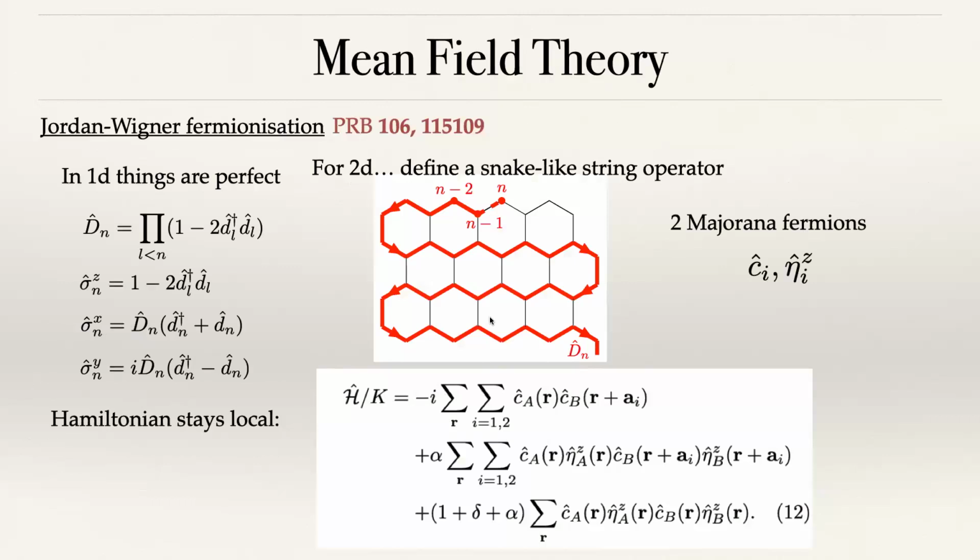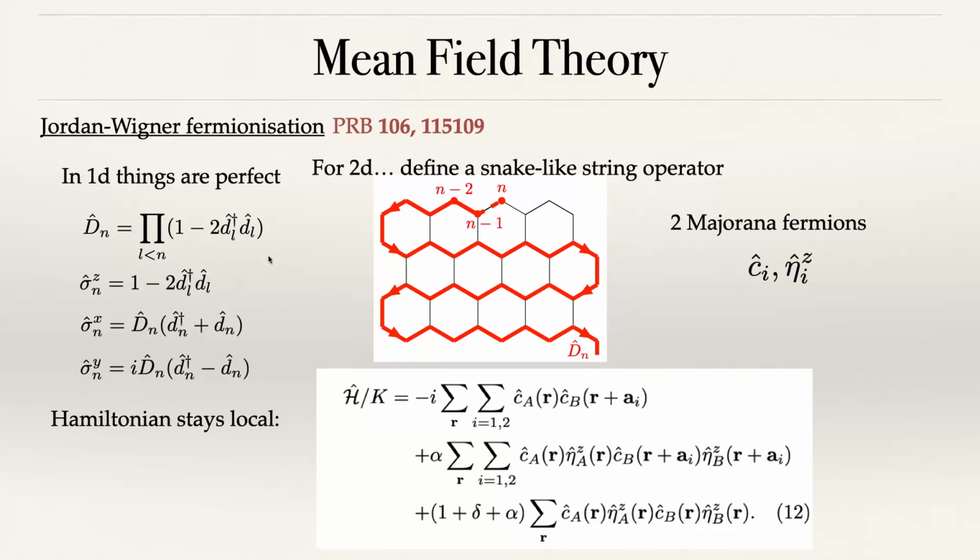And to this, we did our mean field theory. So we actually didn't use the representation that Kitaev used. We actually used the 2D Jordan-Wigner transformation, which is introduced in this paper, applied to the Kitaev model in this paper.